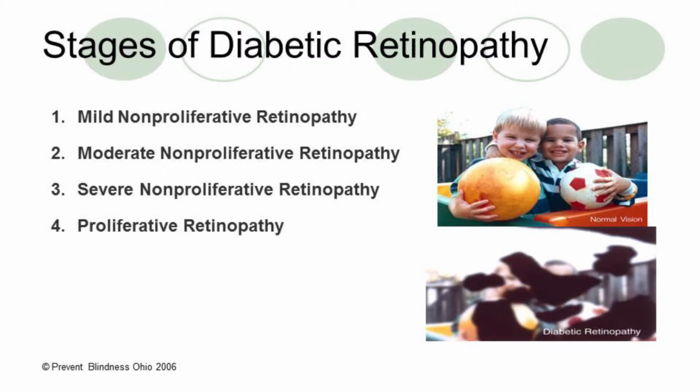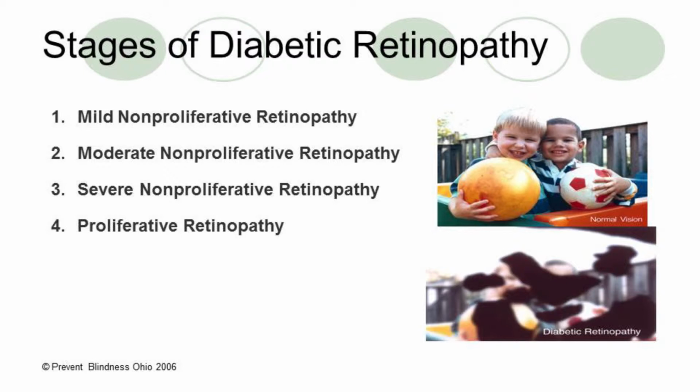The fourth stage is called proliferative retinopathy. It's the advanced stage. The retina sends more signals asking the body to grow new blood vessels. These new blood vessels are abnormal and fragile. They grow along the retina and along the surface of the clear vitreous gel that fills the inside of the eye. Because these new blood vessels are abnormal, they are extremely fragile and they leak fluid.